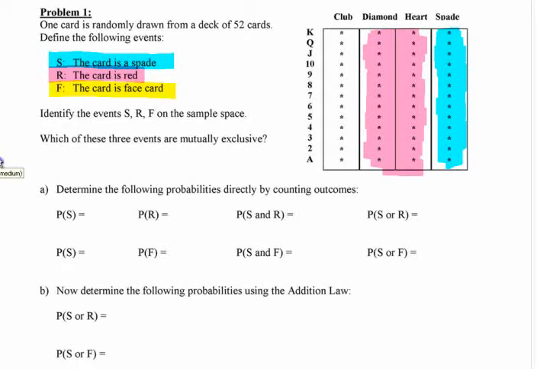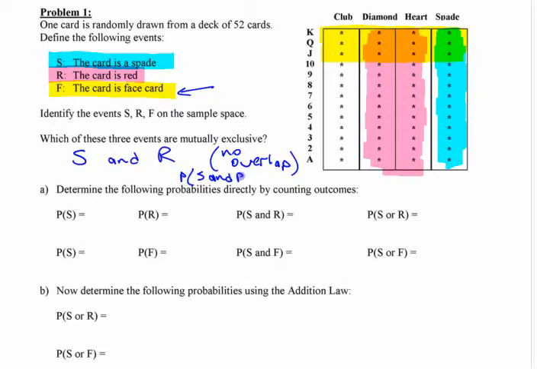Those are the two that are mutually exclusive because the other ones, the face cards, are right here, right? These are all the face cards. That overlaps with both the other ones. This is not mutually exclusive to either of the other ones. Okay, which of these events are S and R? No overlap, right? Or in other words, the probability of S and R happening together is 0.